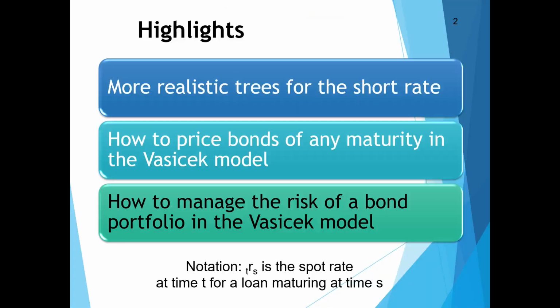So the highlights of the chapter: the first thing we're going to do is a more realistic tree for the short rate. Then we're going to see how to price bonds of any maturity under this new tree. And remember that this tree is based on the Vasicek model. And finally, we're going to see how to manage the risk of a bond portfolio in this Vasicek model.